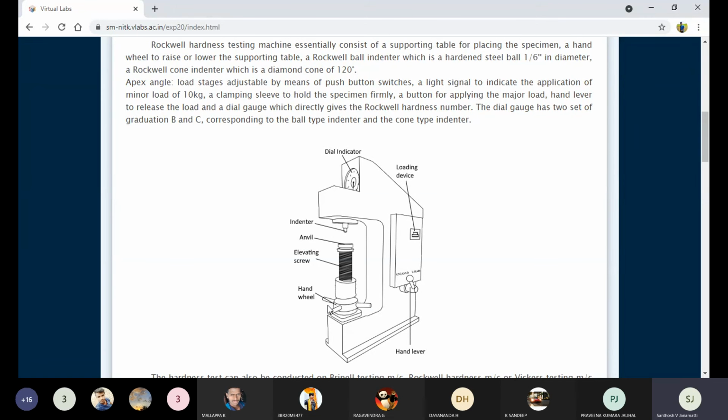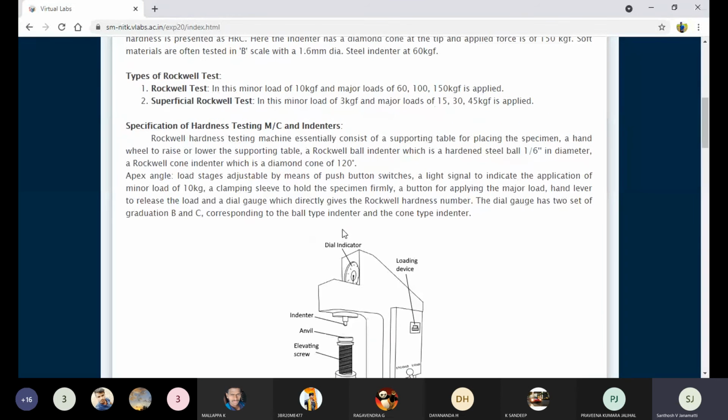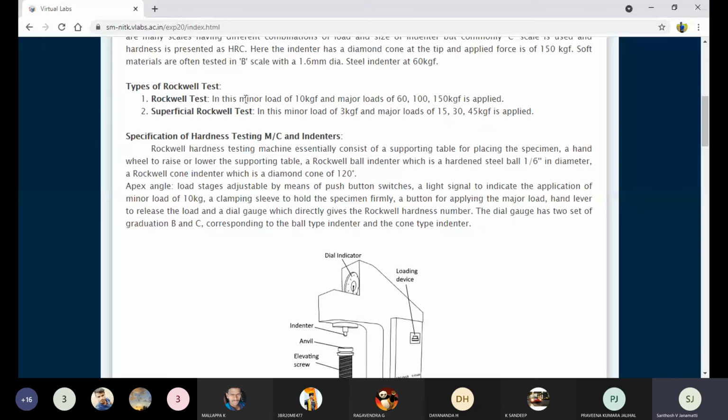Then you need to apply some manual loads. Then you can turn the anvil, because we need to make sure that the contact between these two surfaces is very close. Hence, we need to apply some load manually. That is what we call a minor load.